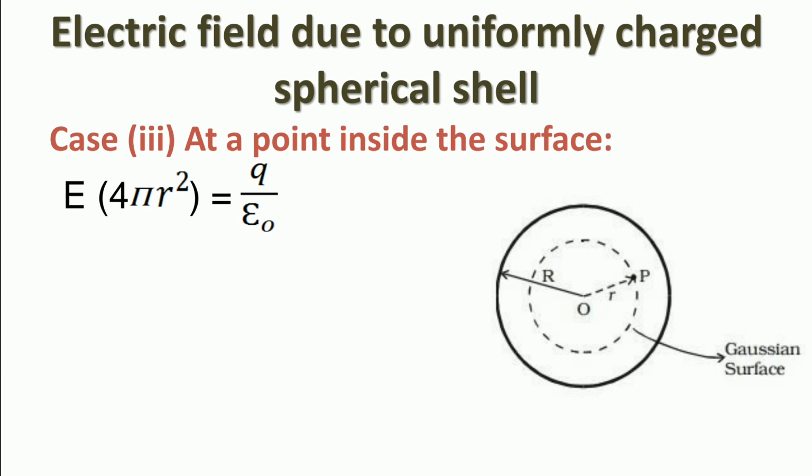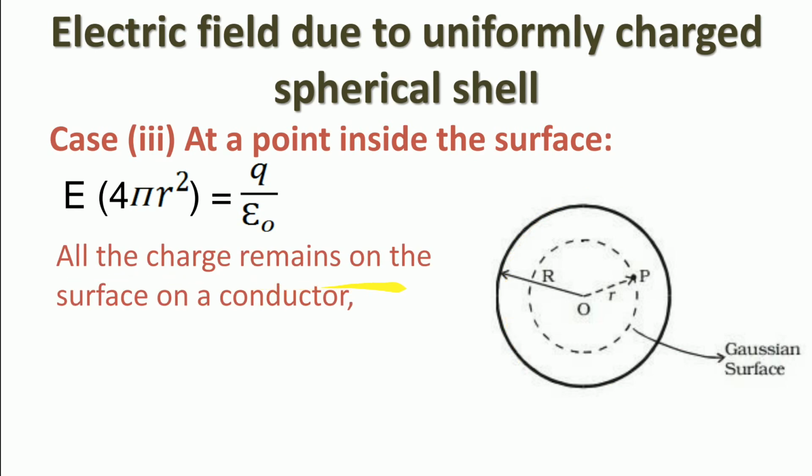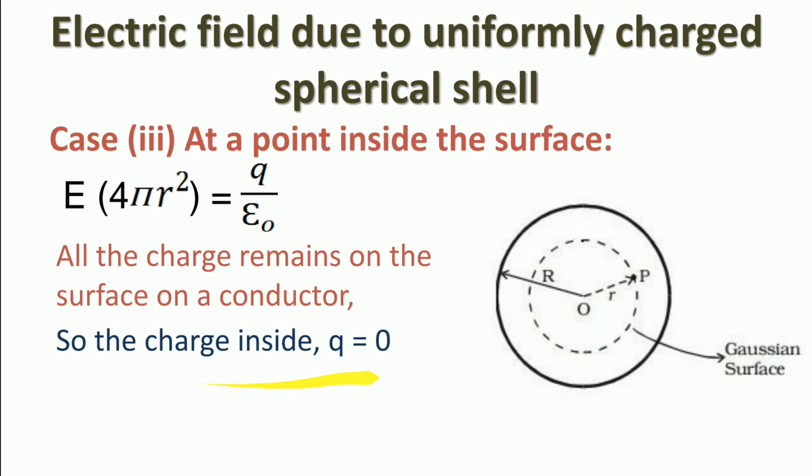Here one thing we need to memorize and take into consideration: if we are taking a conductor shell, then all the charge remains on the surface of the conductor. In case of a conductor, all the charge remains on the surface. Inside this spherical shell, the charge will be 0 because it is a conductor, and a conductor has all the charge on its surface. That's why in case of inside, the charge inside Q is equal to 0.